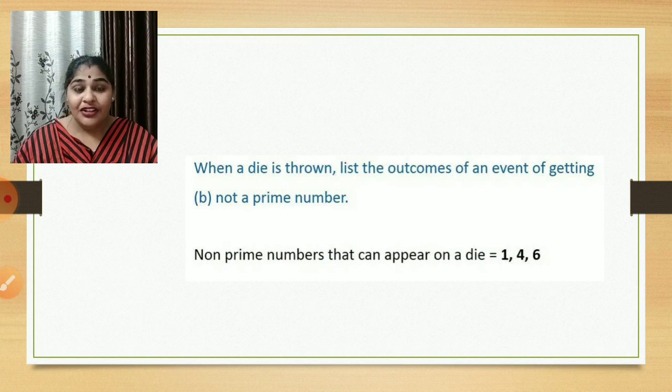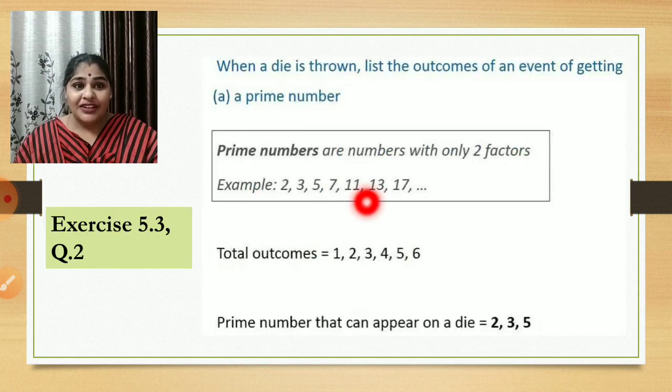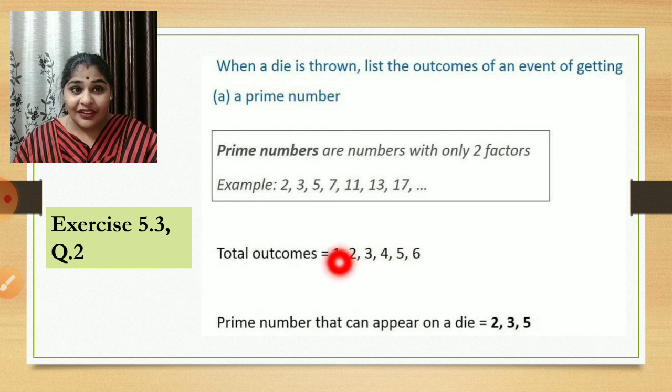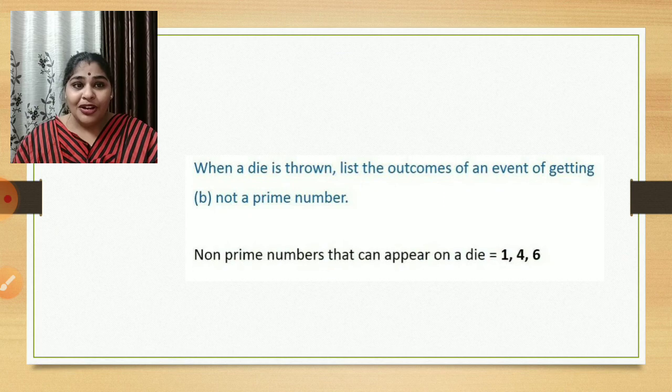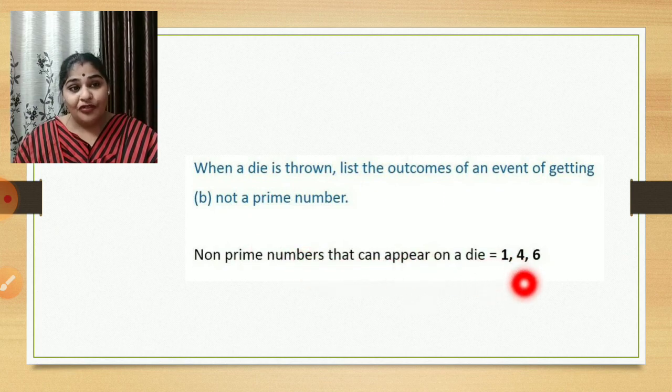Next one, not a prime number. So B is not a prime number. So total outcomes here we have already written. Now which are not the prime numbers? That is 1, 4 and 6. So you will write non-prime numbers that can appear on die are 1, 4, 6.